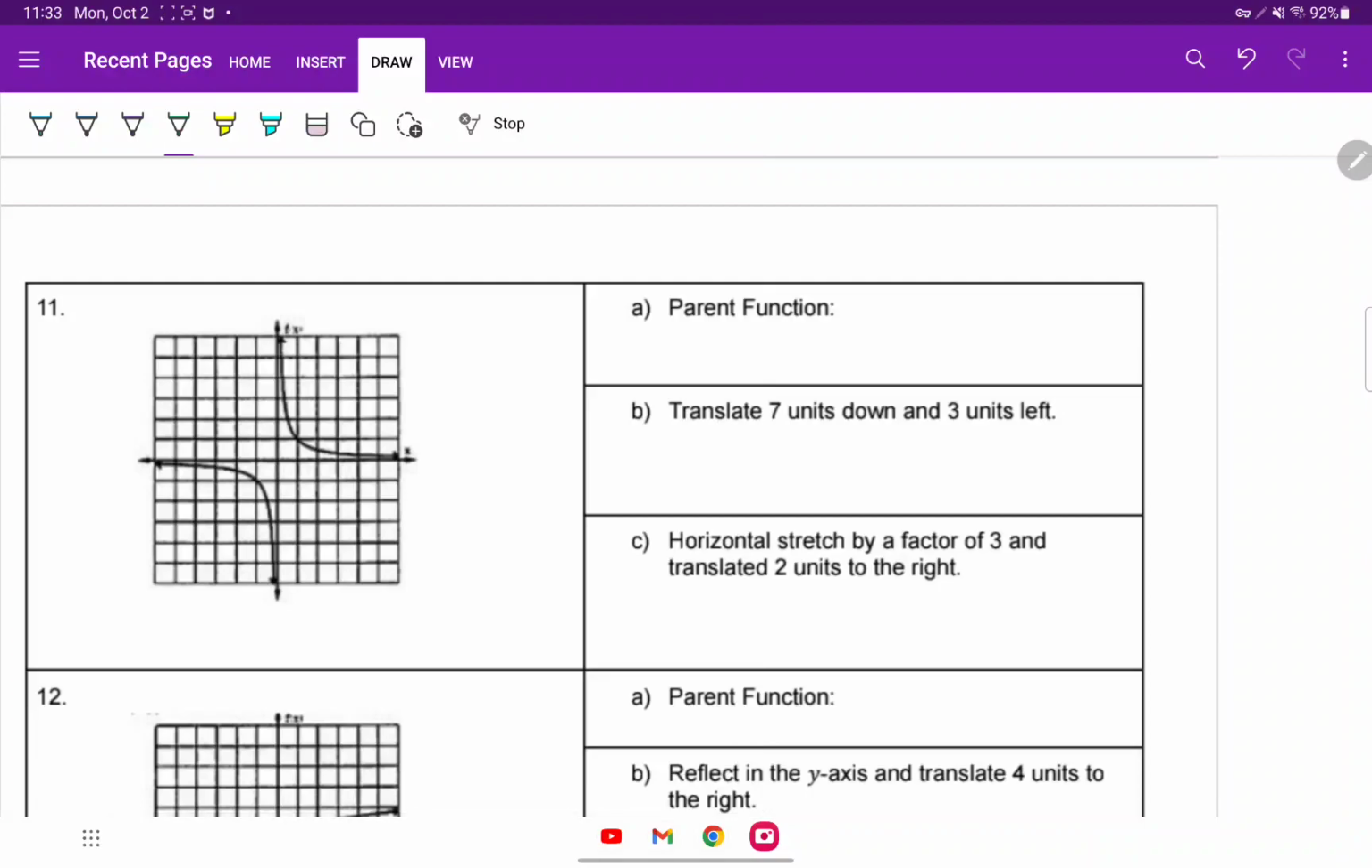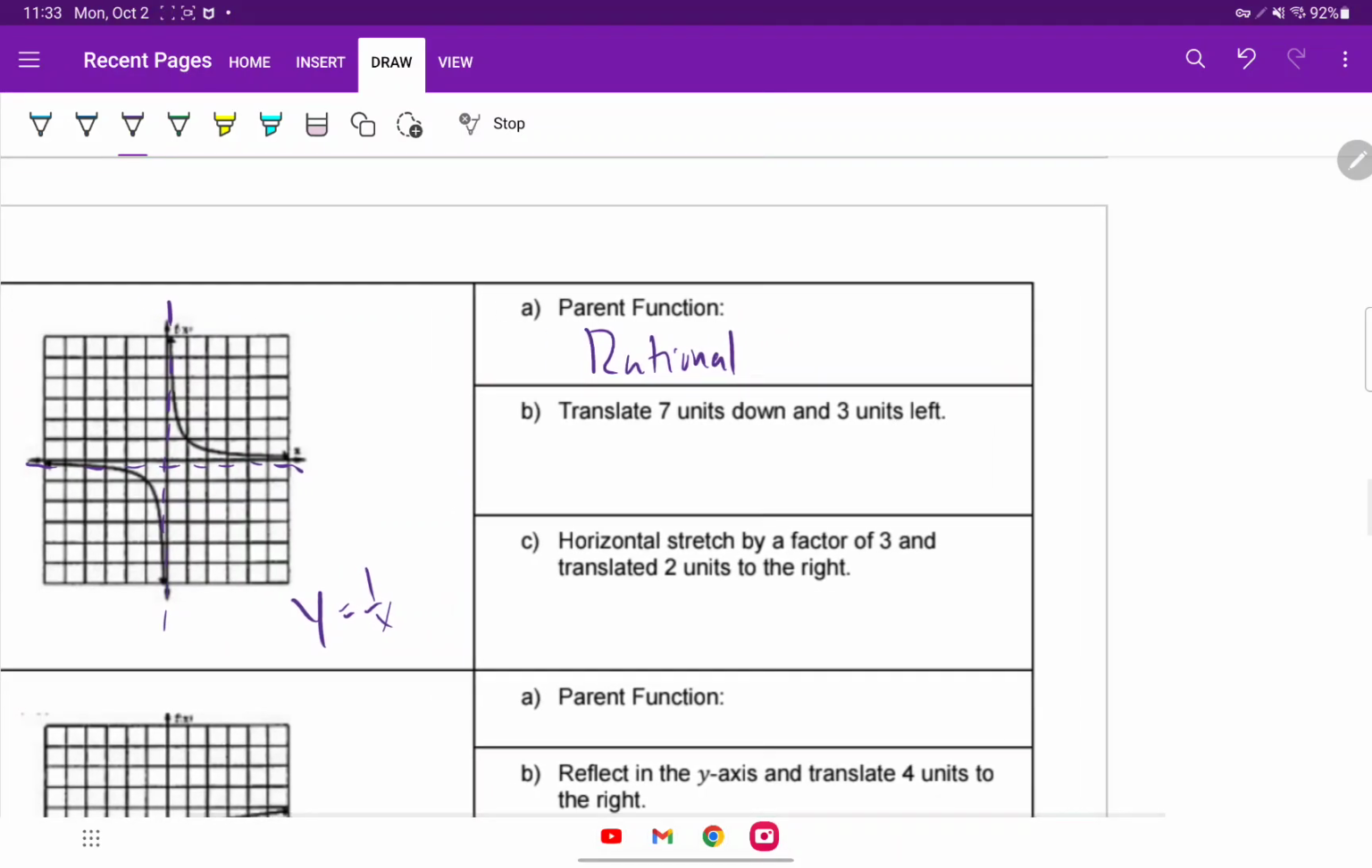All right, number 11, kind of the same thing. What's the parent function here? This is a rational. And we know we have asymptotes on the x and y axes. All right, so here our parent function is y equals 1 over x.